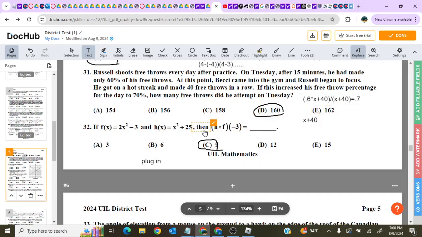32, I don't know why this problem exists. I guess maybe they think you don't know what this means. It just means h of f of negative 3. So plug in negative 3 for f, and then plug in your result for h. So you get 15 for f of negative 3, and then h of 15 is 9.